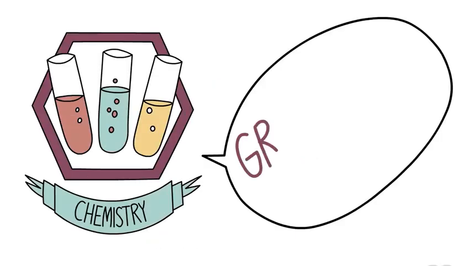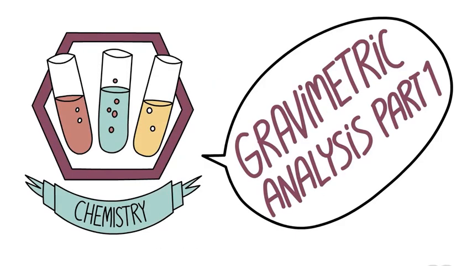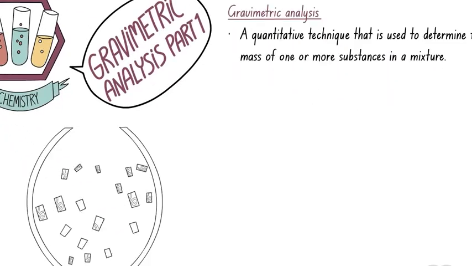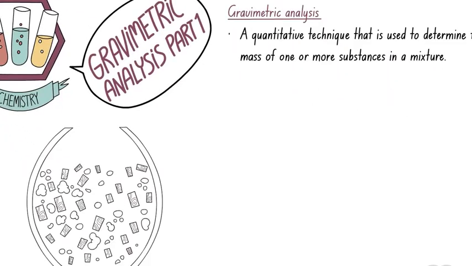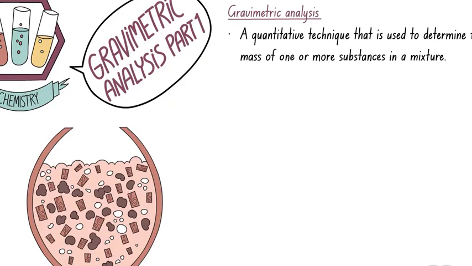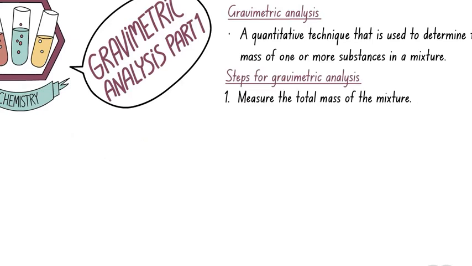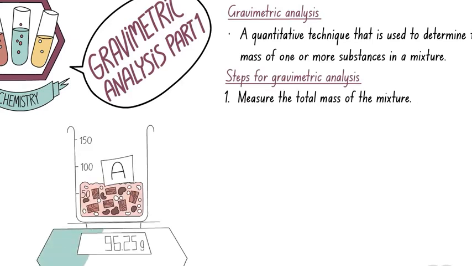Let's revise what we've covered in this lesson. You should be able to apply your knowledge of separation techniques and gravimetric analysis to determine the percentage composition by weight of homogeneous and heterogeneous mixtures. Gravimetric analysis is a quantitative technique that is used to determine the mass of one or more substances in a mixture. It involves 4 main steps.